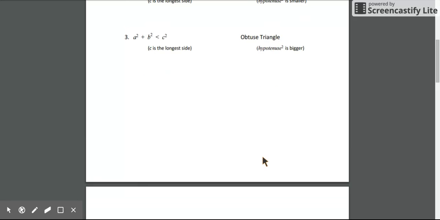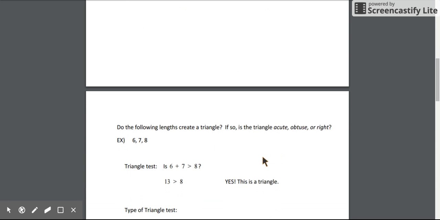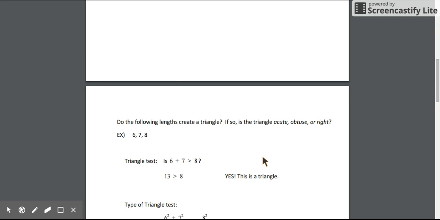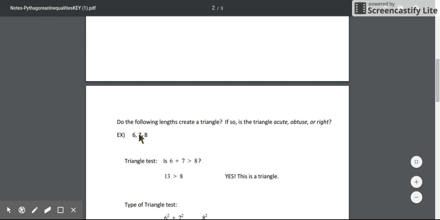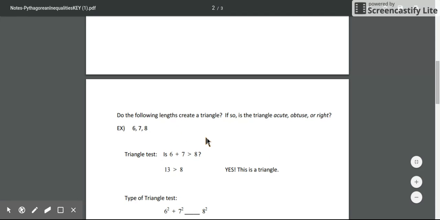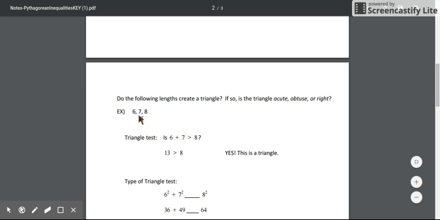Let's do some practice here. The first thing we want to do is figure out if it's a triangle. If the three lengths given do not even create a triangle, then there's no reason to figure out what type it is because it's not a triangle. So we always want to take a look at the three values given and determine if it's a triangle first. The way that we do that is by adding up the two smaller sides and making sure that that sum is bigger than the third side. So 6 and 7 are the two smaller sides. If I add them up, I get 13, and that is bigger than that third side, 8. So yes, these lengths do create a triangle.